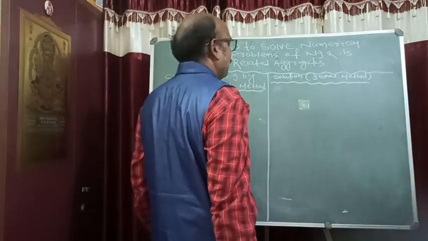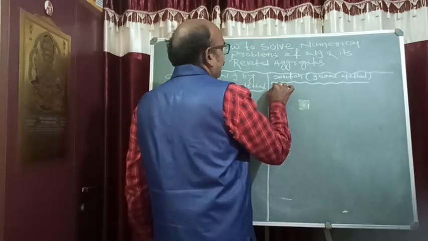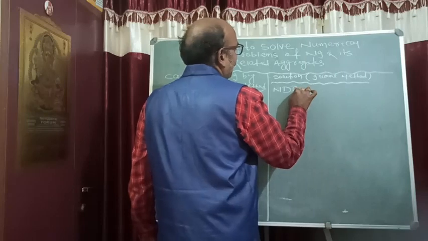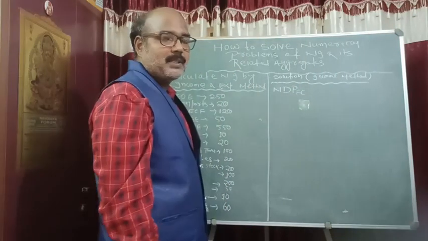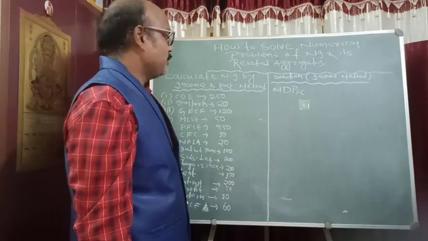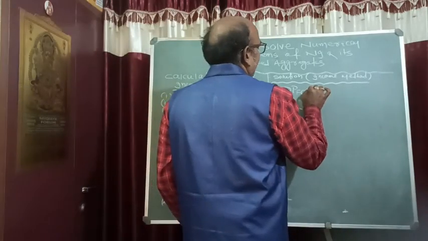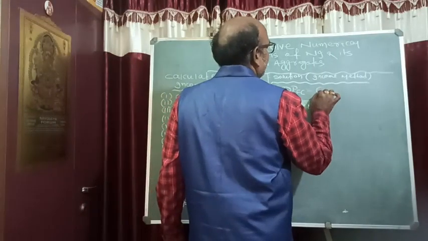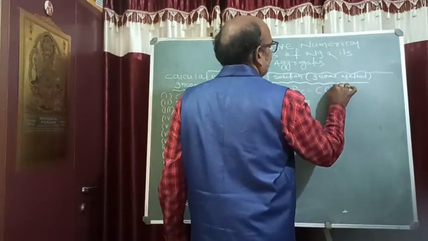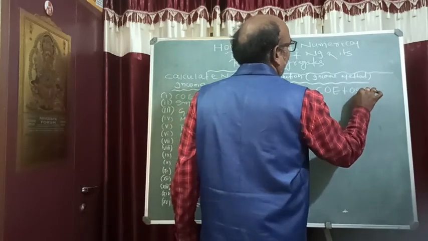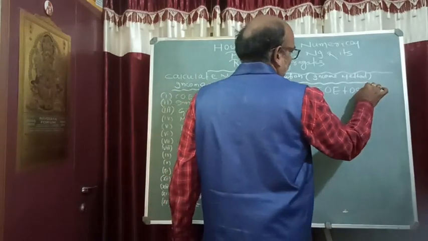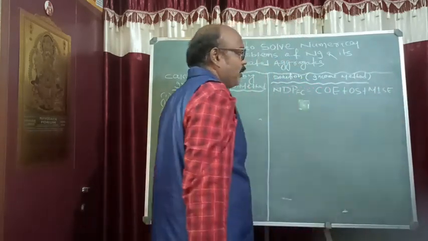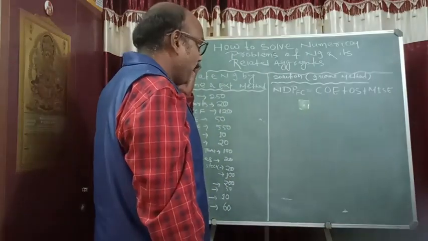Solution through income method. We know that our first related aggregate is the net domestic income, otherwise called net domestic product at factor cost, NDPFC. You know what is the formula of NDPFC? The formula of NDPFC through the income method is compensation of employee plus operating surplus plus MIAC, that is mixed income of the self-employed. Is it clear?